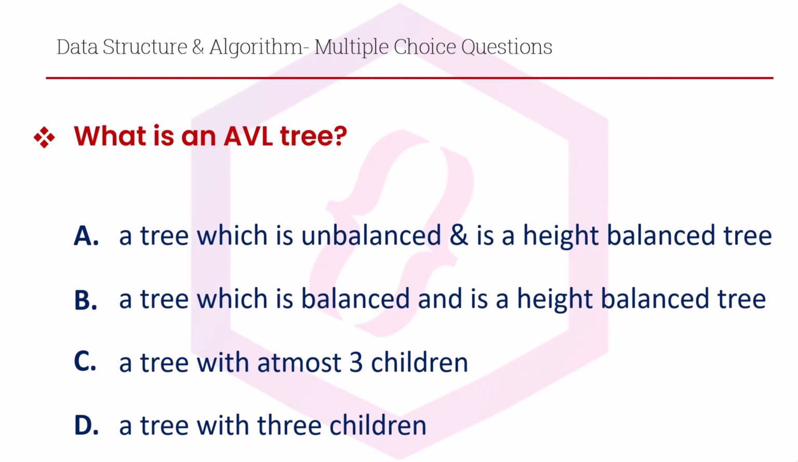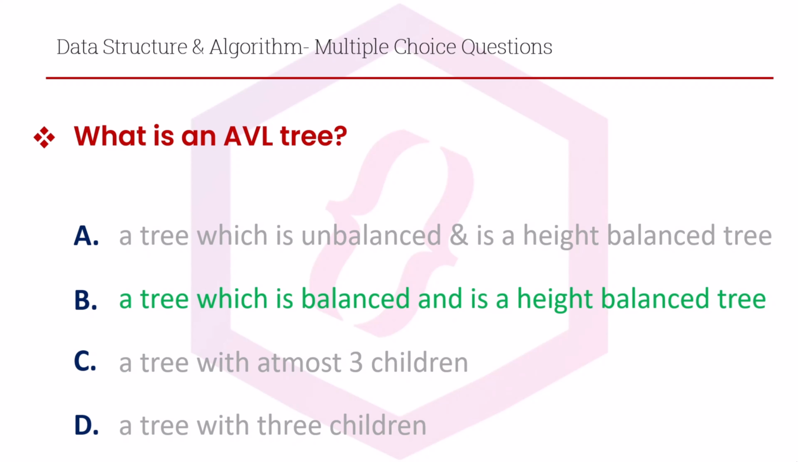What is an AVL tree? Option A, a tree which is unbalanced and is a height balanced tree. Option B, a tree which is balanced and is a height balanced tree. Option C, a tree with at most 3 children. Option D, a tree with 3 children. And the correct answer is option B, a tree which is balanced and is a height balanced tree.